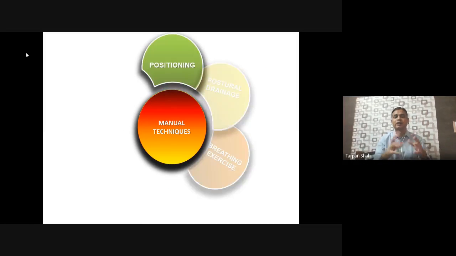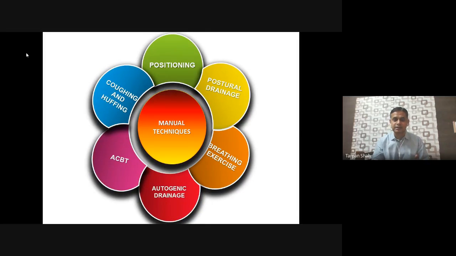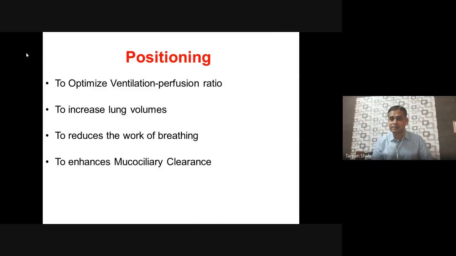Manual techniques like positioning, postural drainage, breathing exercise, autogenic drainage, ACBT, coughing and huffing. With this infographic, you can understand I have highlighted 6 important basic manual techniques for the cardiopulmonary physiotherapist: positioning, postural drainage, breathing exercise, autogenic drainage, ACBT, coughing and huffing. Now let us try to understand all these techniques in detail.